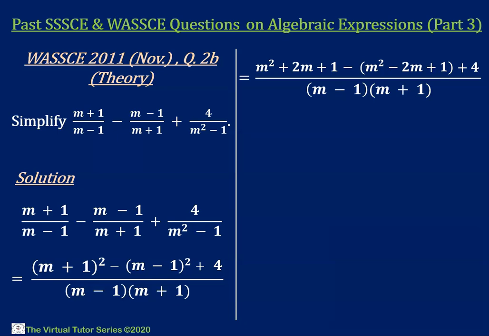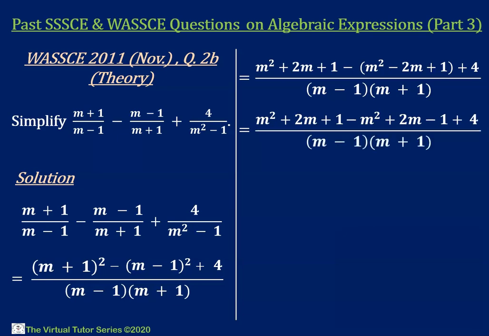Now, let's get rid of the bracket by distributing the negative sign over the terms in the bracket. So we have m² + 2m + 1. Negative times positive is negative, and negative times negative is positive. So that expands into −m² − 2m − 1 + 4, all over (m − 1) times (m + 1).